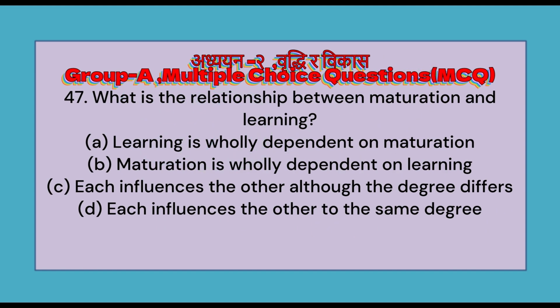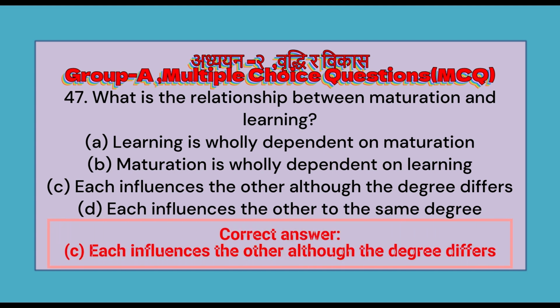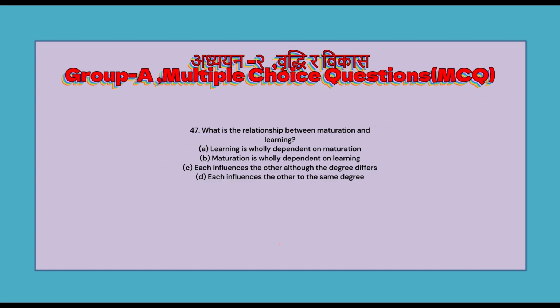47. What is the relationship between maturation and learning? A. Learning is wholly dependent on maturation. B. Maturation is wholly dependent on learning. C. Each influences the other although the degree differs. D. Each influences the other to the same degree. Correct answer: C. Each influences the other although the degree differs.